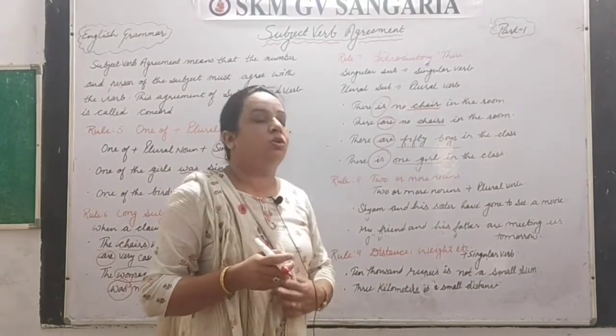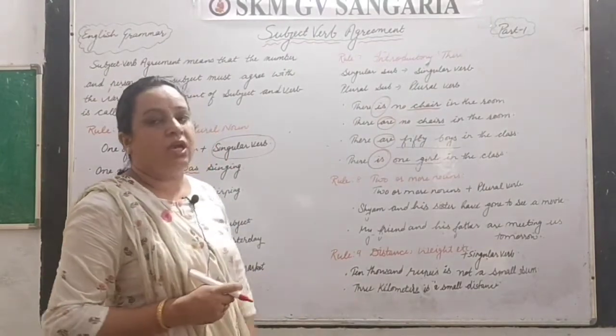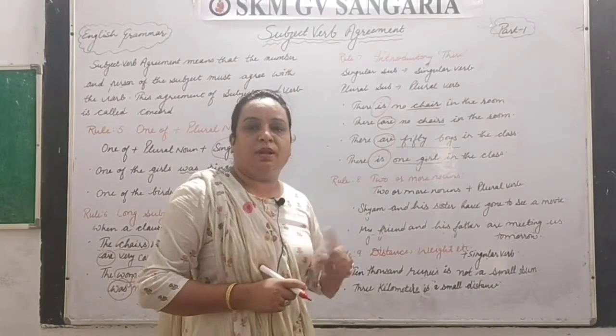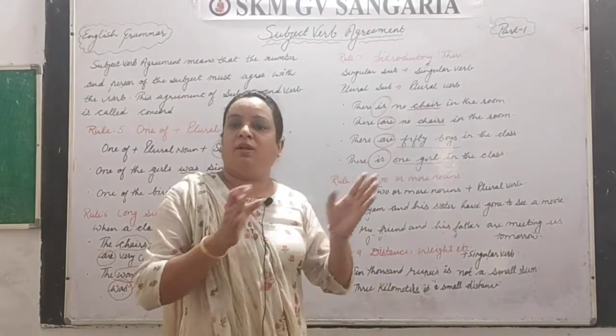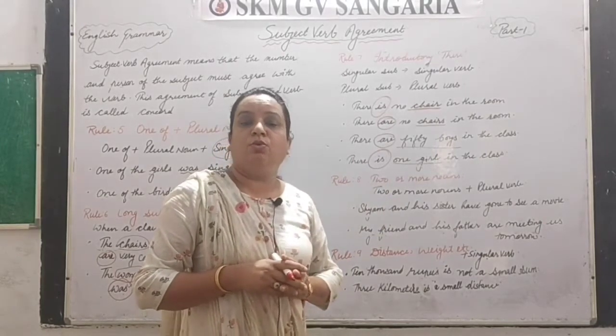If we are using two or more nouns as subject, what would be the criteria? Which verb do we have to use? See, two or more nouns, for example, Ram and Shyam. Ram and Shyam are different, right? So what is that? Plural. For that we have to use a plural verb.